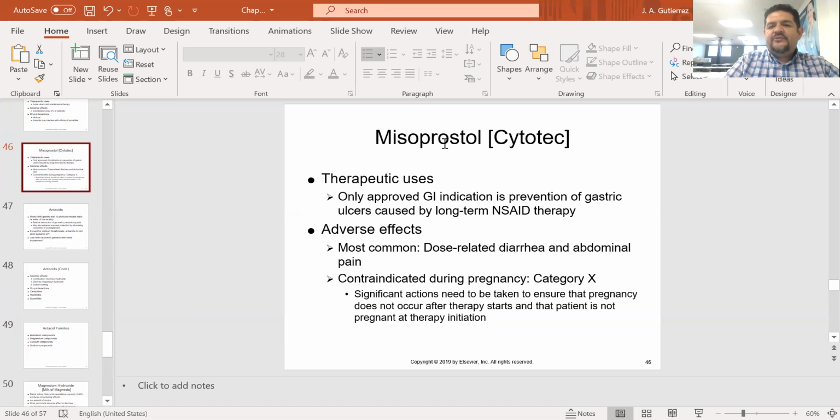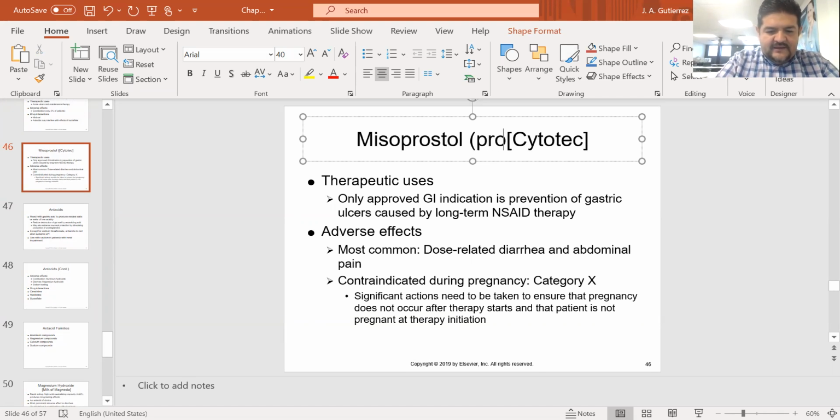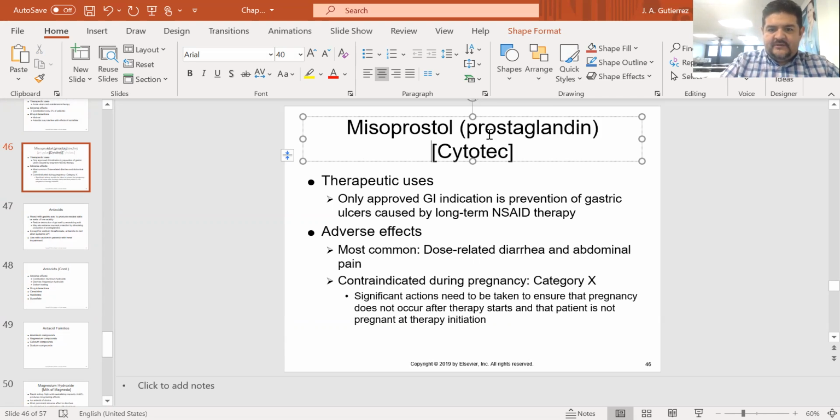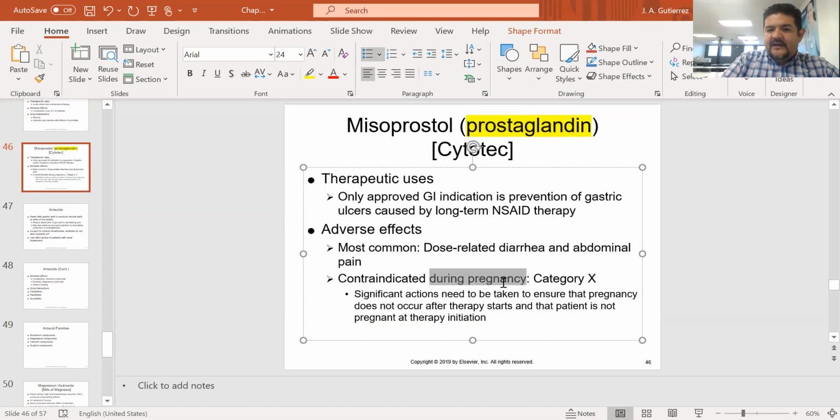And then we have misoprostol. Misoprostol is a synthetic prostaglandin. And we mentioned earlier that prostaglandins make the mucus layer. So if this patient has an ulcer and we want to accelerate the production of that mucus, I'm going to provide prostaglandins, misoprostol. The highlight: don't give it to a pregnant patient.